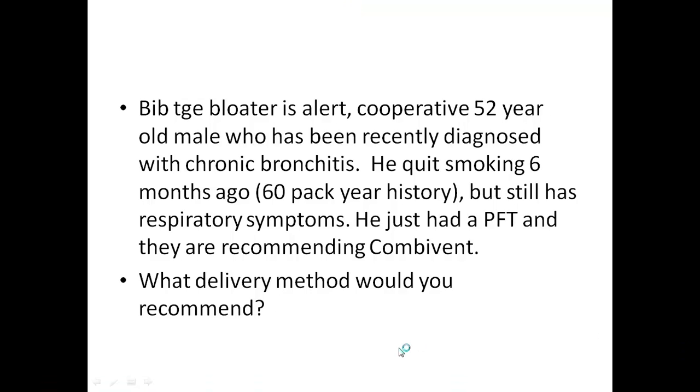Okay, so for this one, we would recommend MDI. In part, if you look at the clinical practice guidelines, one of the requirements is knowing the form that the medication comes in. Combivent only comes in MDI form. If we needed to give a nebulizer, we would need to reorder the medication for DuoNeb.